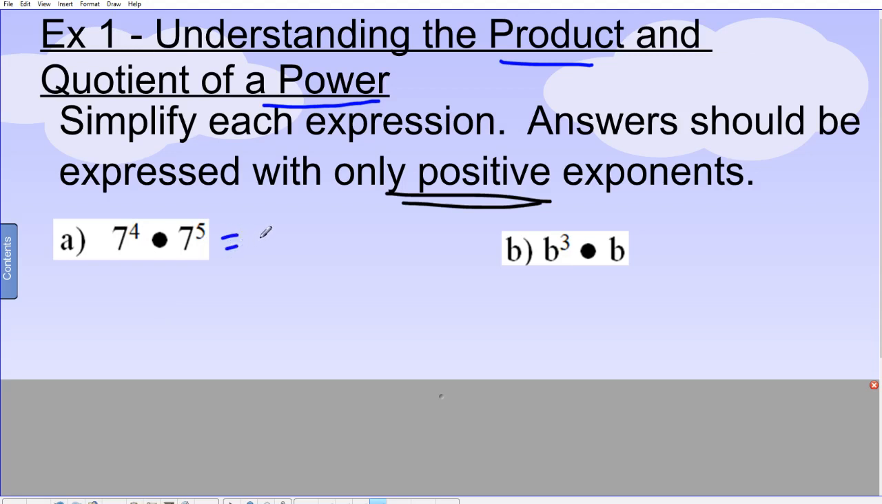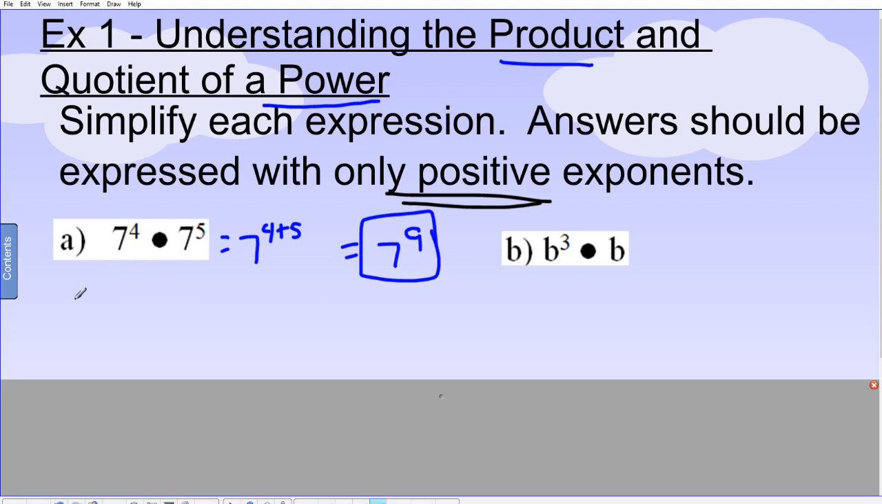So I'm going to give you the shortcut answer. This is going to be 7 to the 9th power. Sometimes you'll see it written like this, 7 to the 4 plus 5, 7 to the 9th power. Now here's why this works, okay? So there's the shortcut answer. That's the answer we're going to get. And here's why this works.